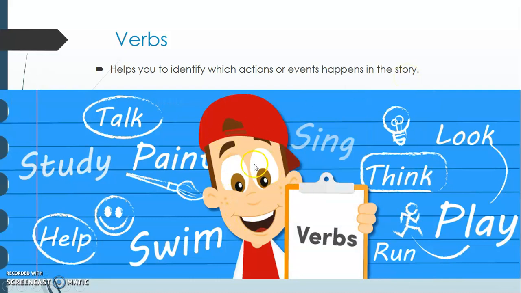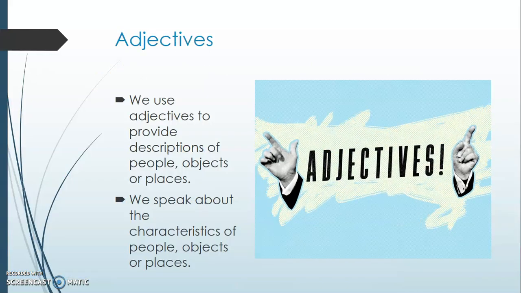And we have a lot of examples of verbs. We have talk, we have study, we have paint, we have sing. So we can say Hermione sings. So who sings? Hermione. Harry Potter thinks. Who thinks? Harry Potter. So we have to check the verbs, guys.